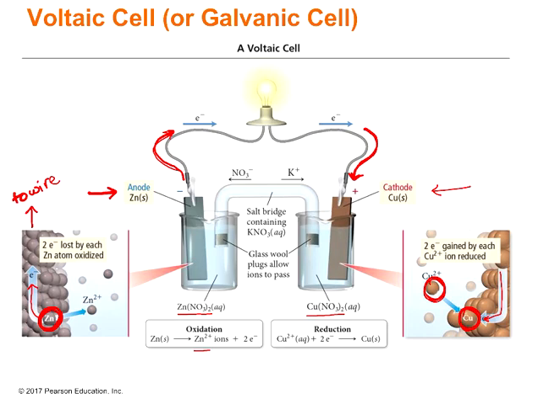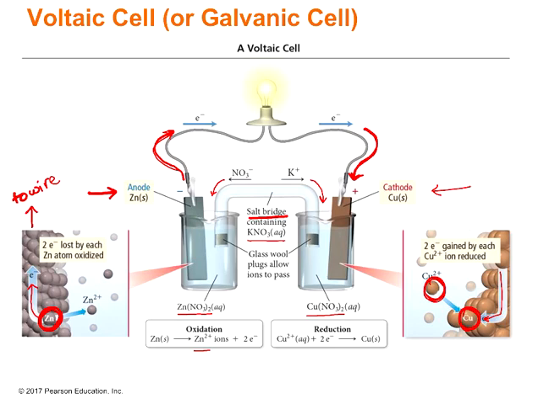Now, there's also what's called a salt bridge. So this salt bridge in particular contains potassium nitrate. And you'll notice that the potassium ions are attracted to the copper side of our setup, and the nitrate ions are attracted to the zinc side of our setup.